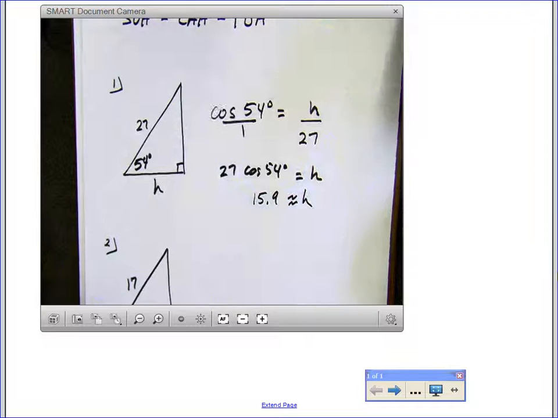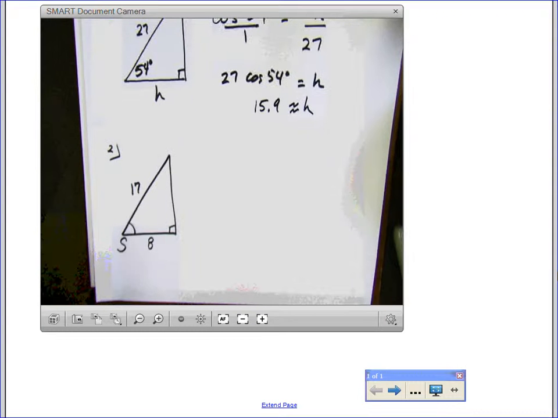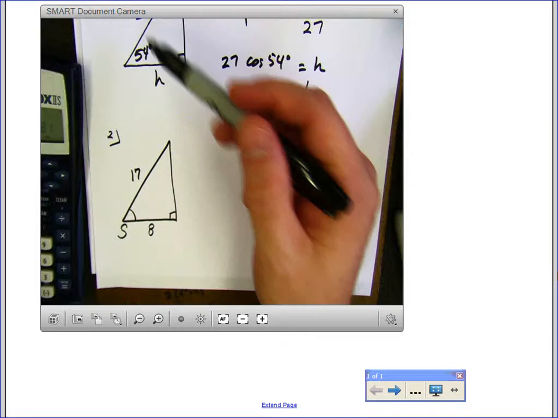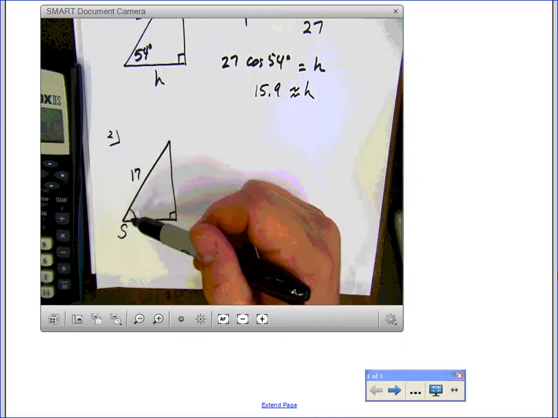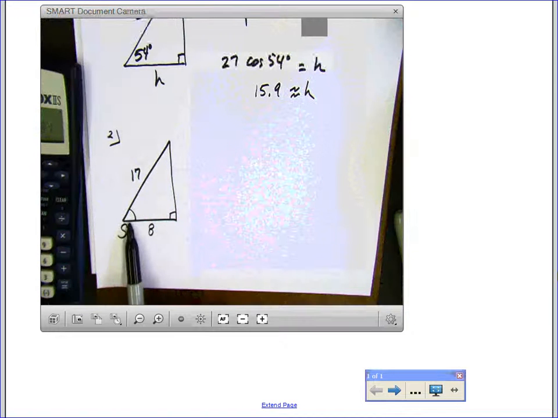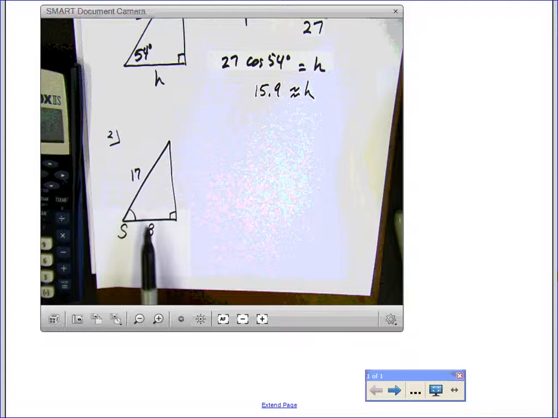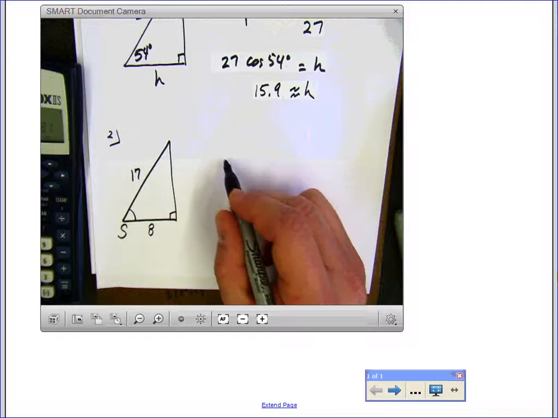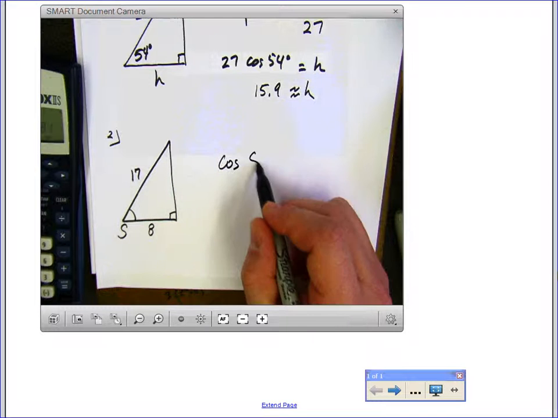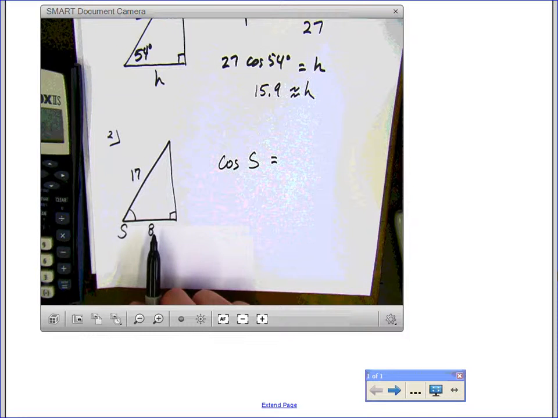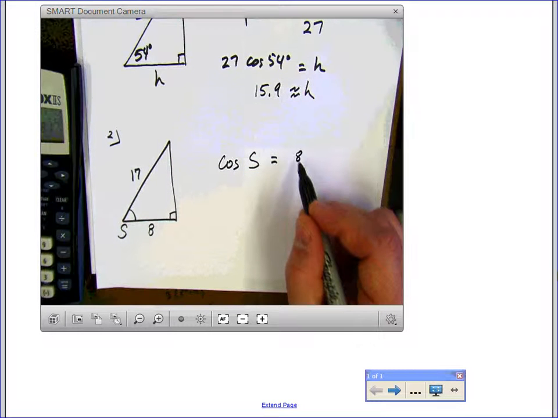Okay, on number 2, in this case, you have these two sides, so it's kind of similar to this one because you're dealing with the same two sides, but you had to find the angle instead. So since I'm finding the angle here, what I'm going to use is going to be the inverse of whatever function. Now let's look again. We've got adjacent and hypotenuse. So adjacent and hypotenuse again would be cosine. So the cosine of angle S equals, now cosine is adjacent over hypotenuse, so 8 over 17.